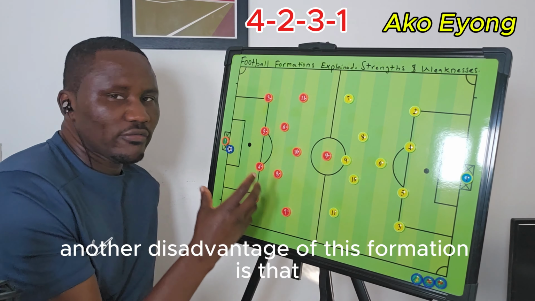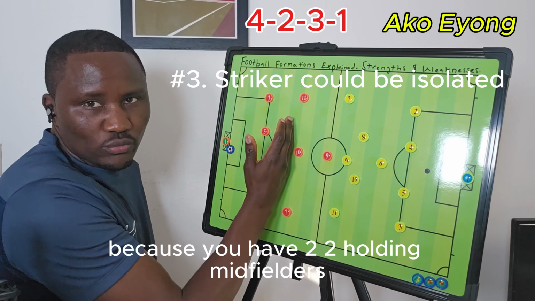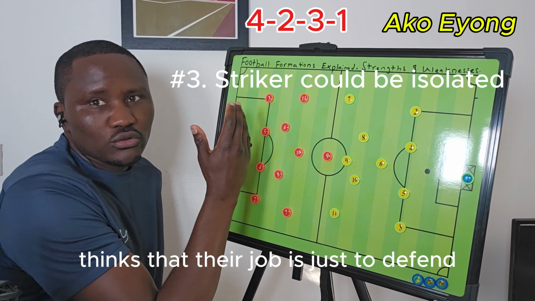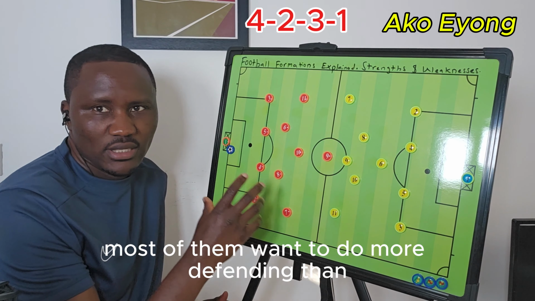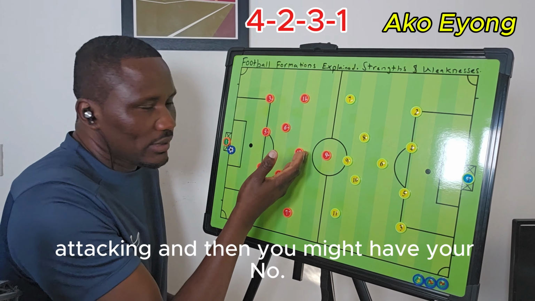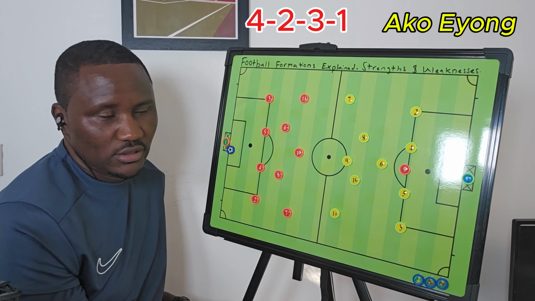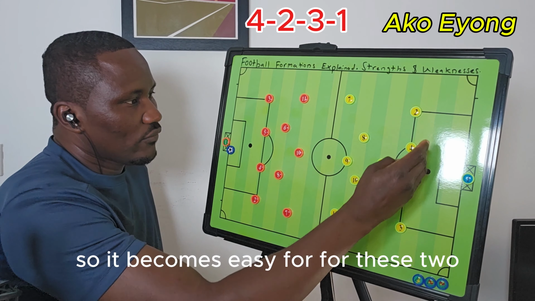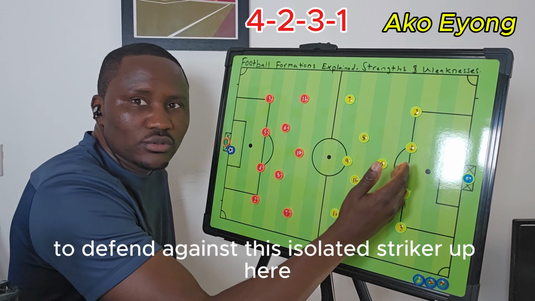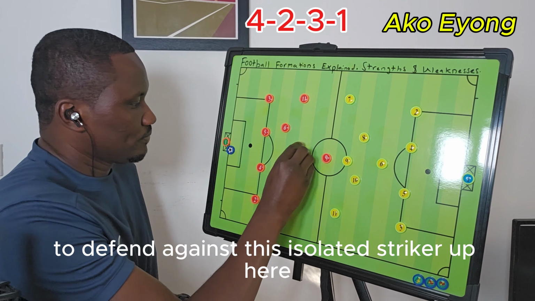And then another disadvantage of this formation is that the striker could be isolated up front because you have two holding midfielders who most of the time think that their job is just to defend. Most of them want to do more defending than attacking, and then you might have your number 10 in a very deep position, and then this guy will end up here all by himself. So it becomes easy for these two center defenders to defend against this isolated striker up here.